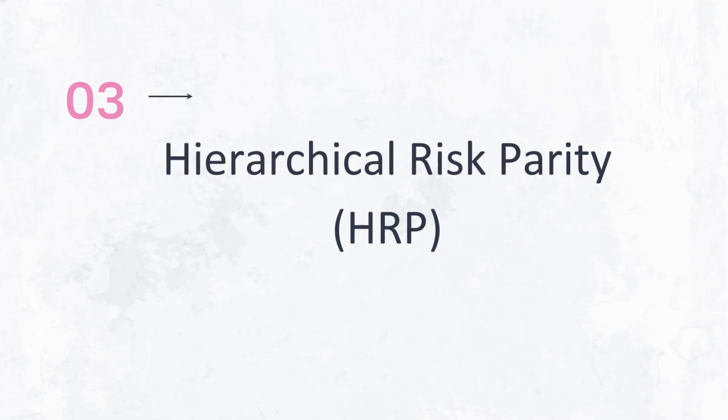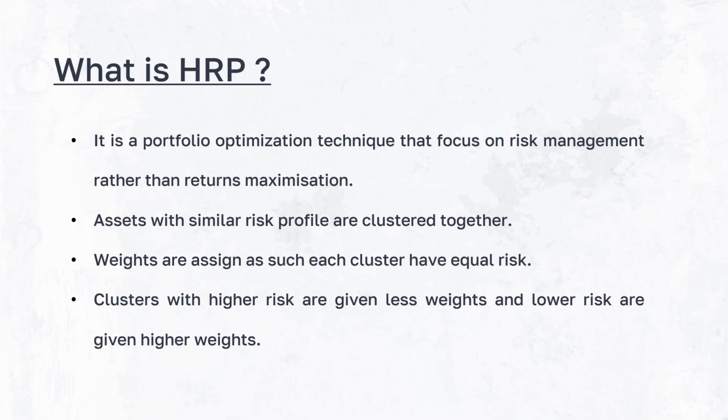Now let's look at another portfolio optimization technique, the hierarchical risk parity, HRP, portfolio optimization. What is HRP? It is a portfolio optimization technique that focuses on risk management rather than return maximization. Assets with similar risk profile are clustered together. Weights are assigned such that each cluster has equal risk. Clusters with high risk are given less weight and lower risk are given higher weights.